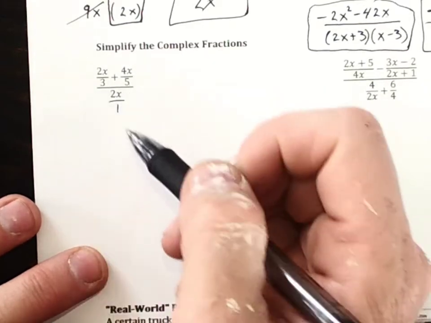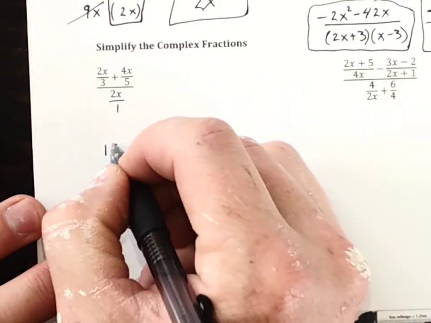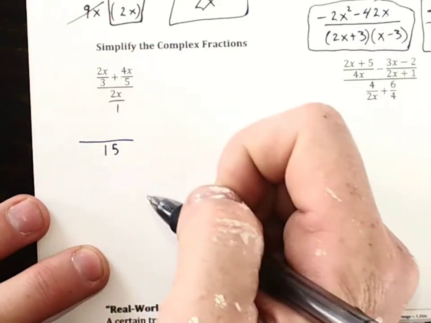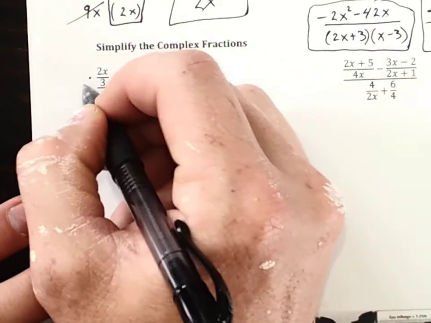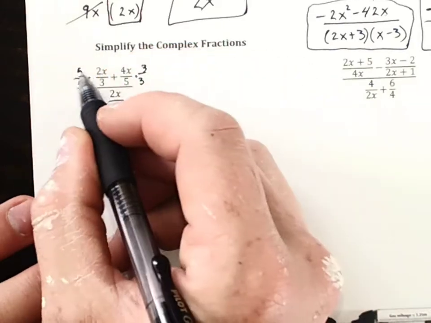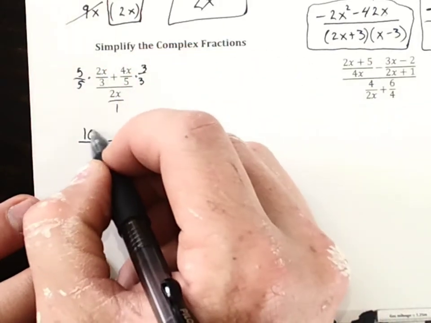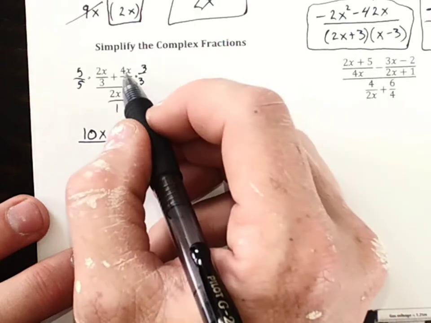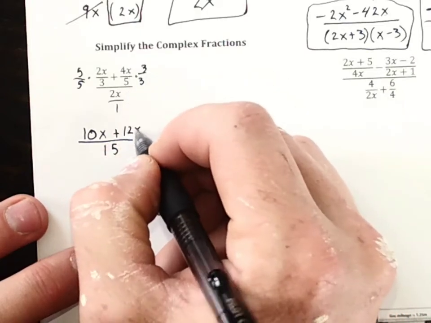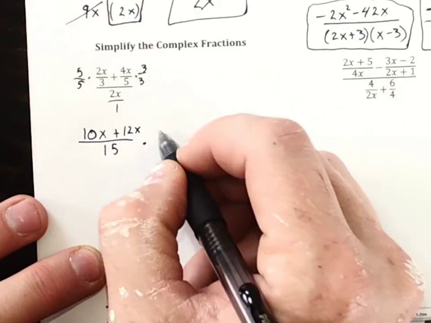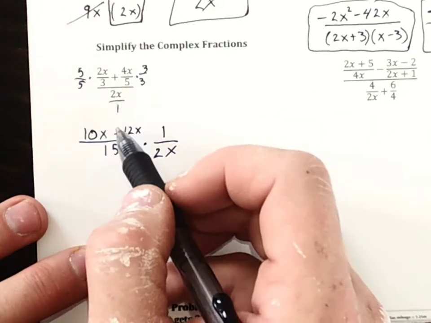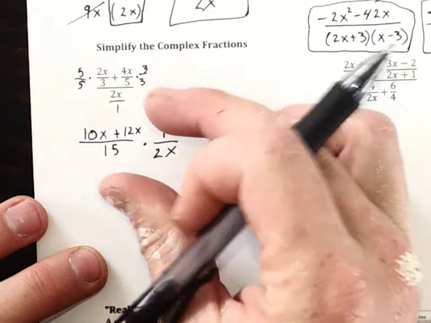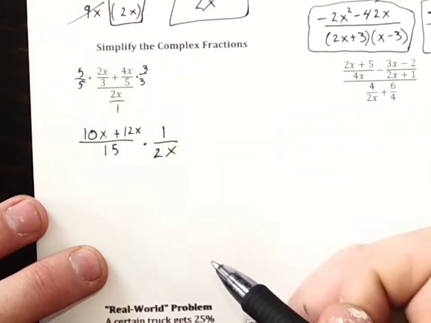So 3 and 5 is a common denominator of 15. For that common denominator of 15, I need to multiply this one by a 3, and I need to multiply this one by a 5. So 5 times 2x is 10x, plus 4x times 3 is 12x. Copy dot flip or flop. To divide by a fraction, you take this fraction and you flip it, and you multiply it.